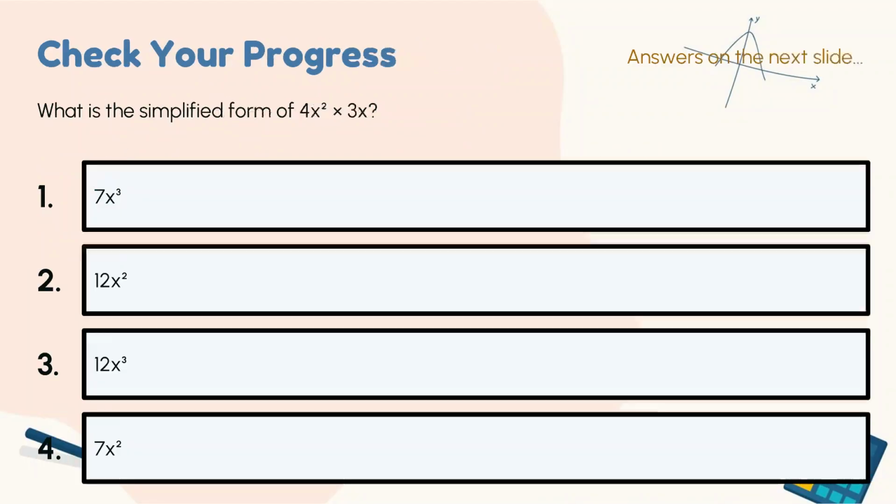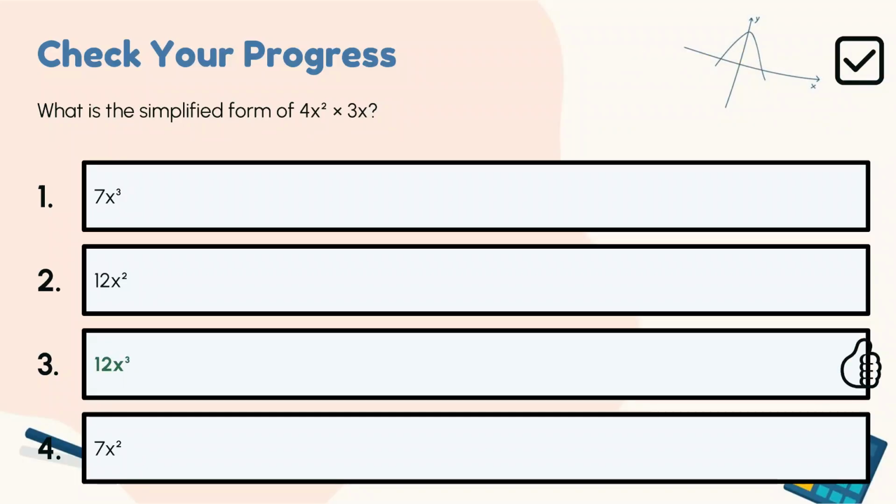Let's check your progress. What is the simplified form of 4x squared times 3x? Is it, number 1, 7x cubed, number 2, 12x squared, number 3, 12x cubed, number 4, 7x squared? Pause the video and work it out carefully. Remember to multiply the coefficients and then combine the powers of x.